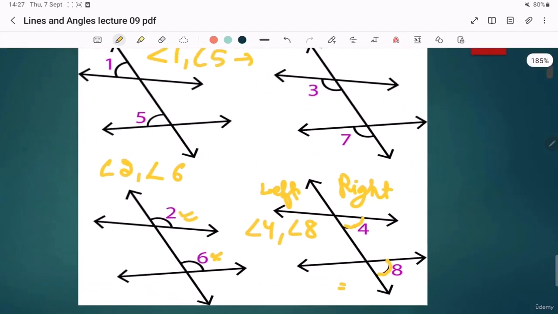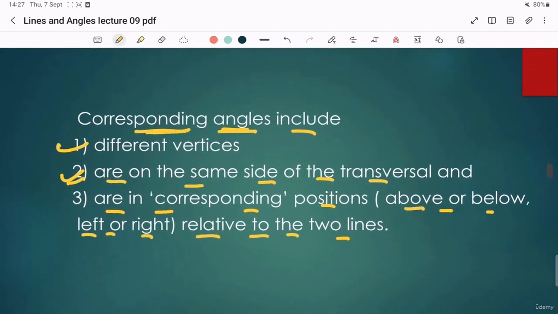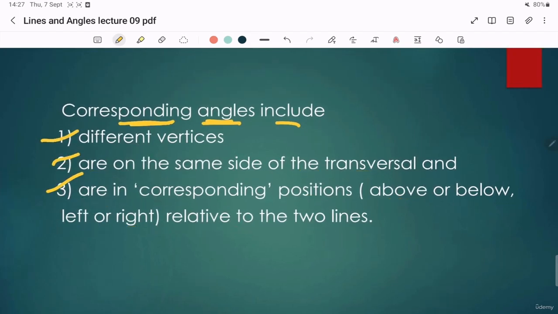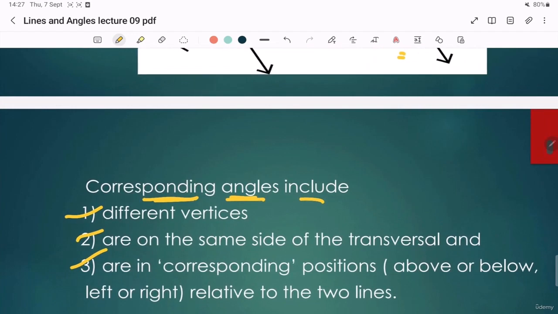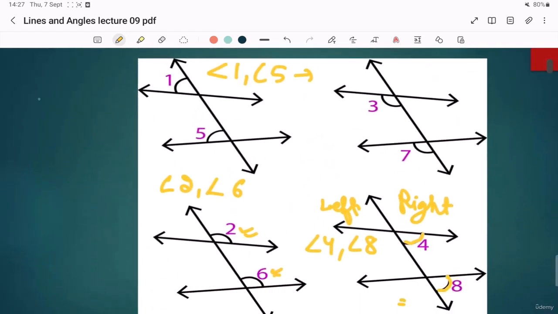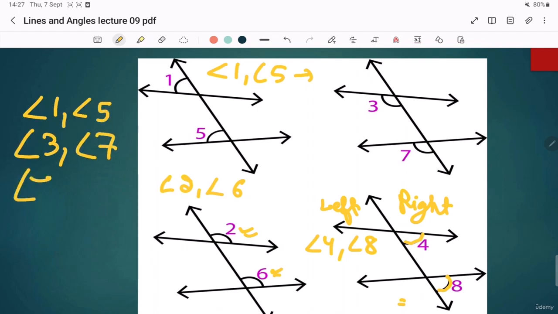So in this way, we check whether two angles are corresponding or not. Just check these three conditions. If those angles fulfill these three conditions, they will be corresponding angles. So we have 4 pairs of corresponding angles. One pair is angle 1 and 5. Second pair is angle 3 and angle 7. Third pair is angle 2 and angle 6. Fourth pair is angle 4 and angle 8.